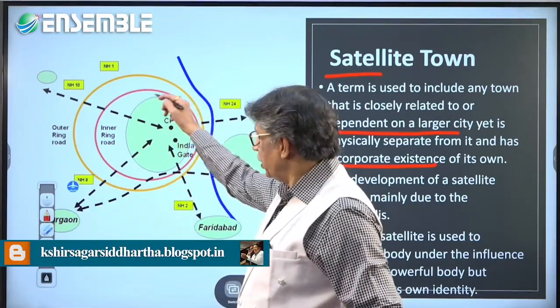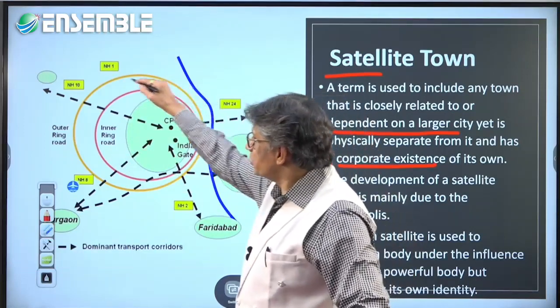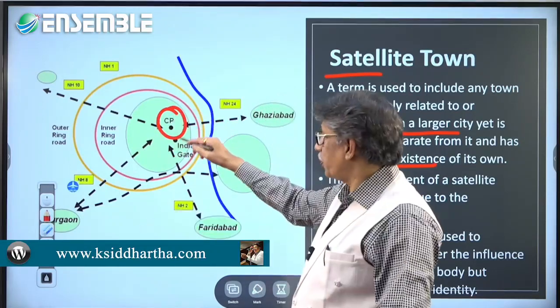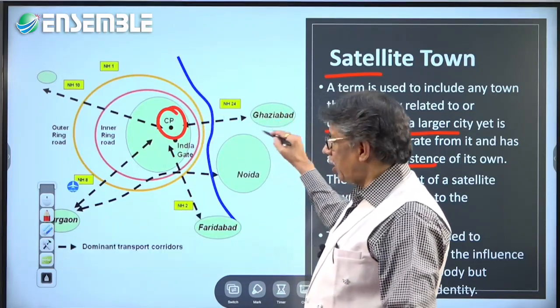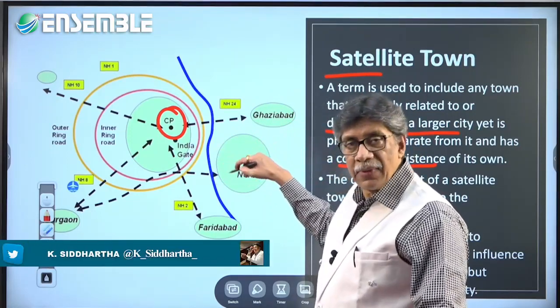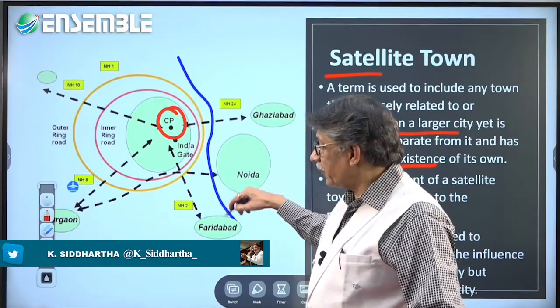And as you can take a look, assuming this is Delhi, and the central part of it is Connaught Place, then you have one of the satellite towns in the form of Ghaziabad, another satellite town in the form of Noida, and still another in the form of Faridabad.